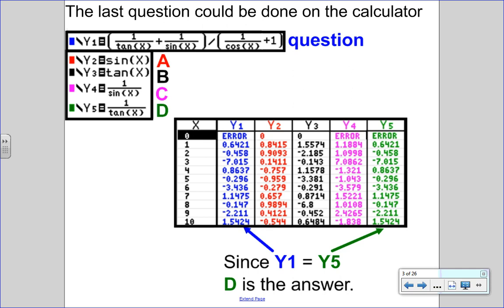And then divided by 1 over cos, because that's secant plus 1. Now, you wouldn't enter in all the options. You would do them one at a time, but I just wanted to show you all the options. So y1 is the question, and these are all the potential answers. So one of these is the correct answer. You're looking for which one matches y1, and you can see that y1 and y5 are the same. So since y1 equals y5, D would be the answer because D went into y5. So just another way that you could think about it.